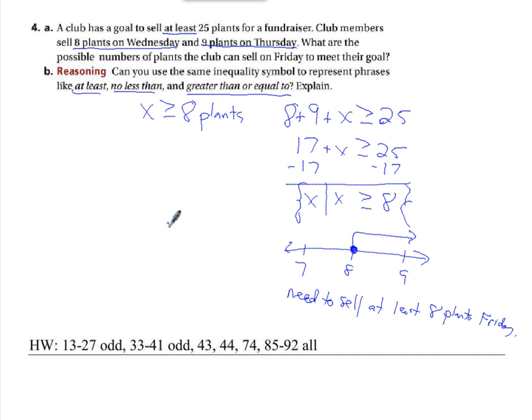Let's go back to the push-up thing. If I tell you to do at least 20 push-ups, how many are you going to do? 20 or more. If I tell you to do no less than 20 push-ups, how many are you going to do? 20 or more. If I tell you to do greater than or equal to 20 push-ups, how many are you going to do? 20 or more. So the answer here is yes, these are all the same, okay?